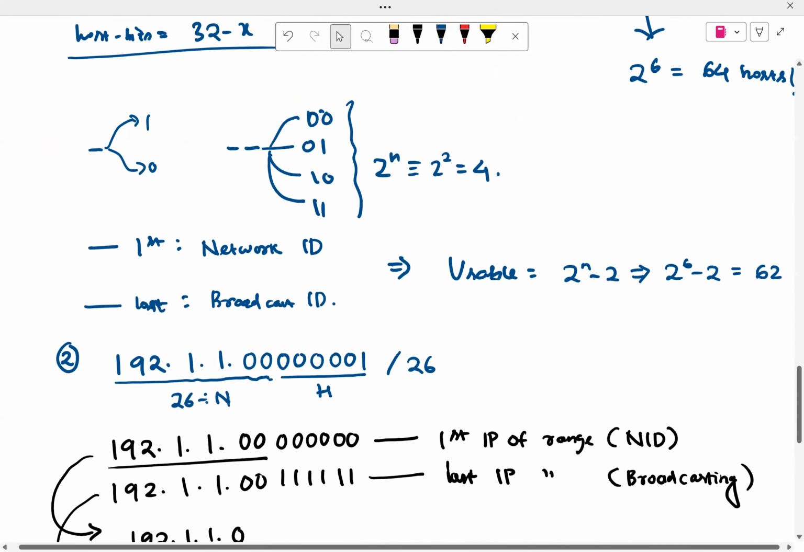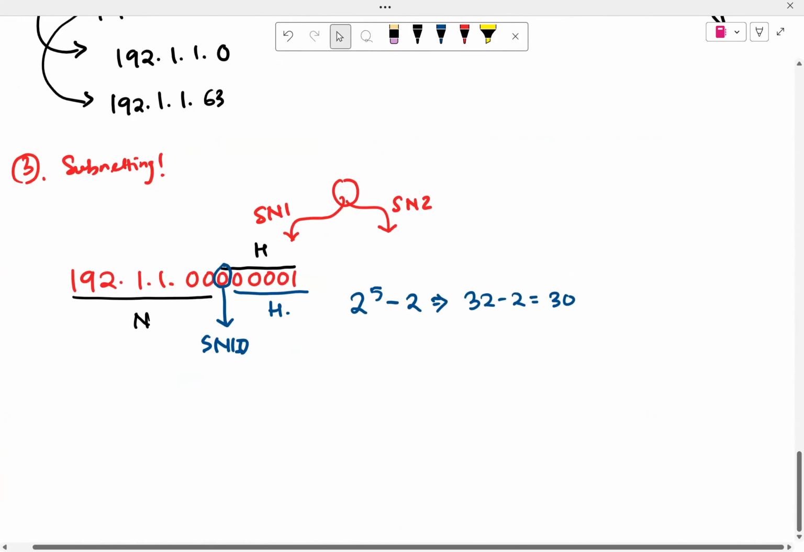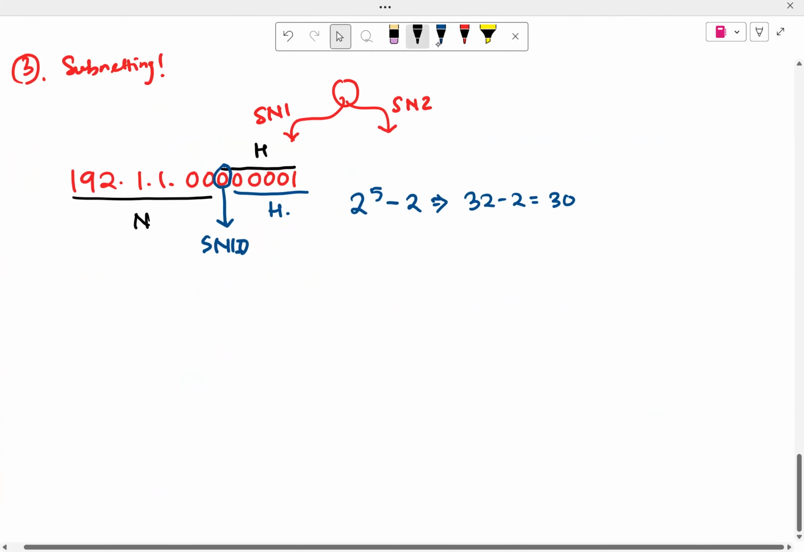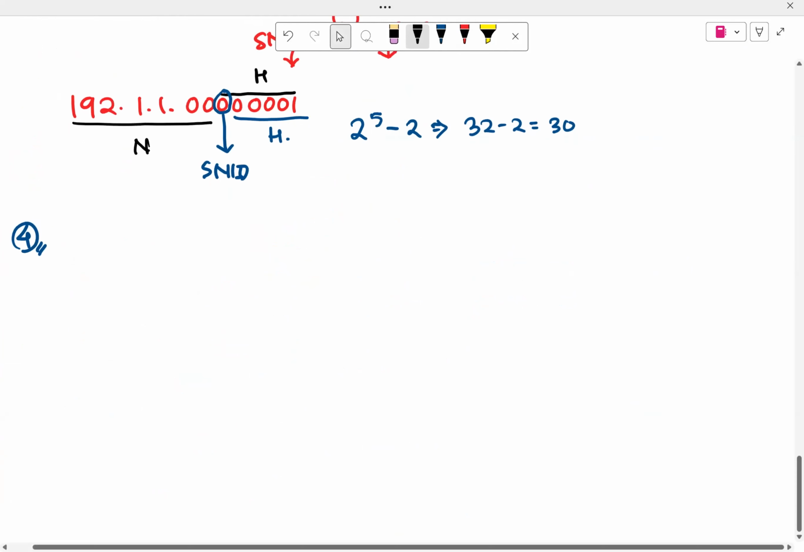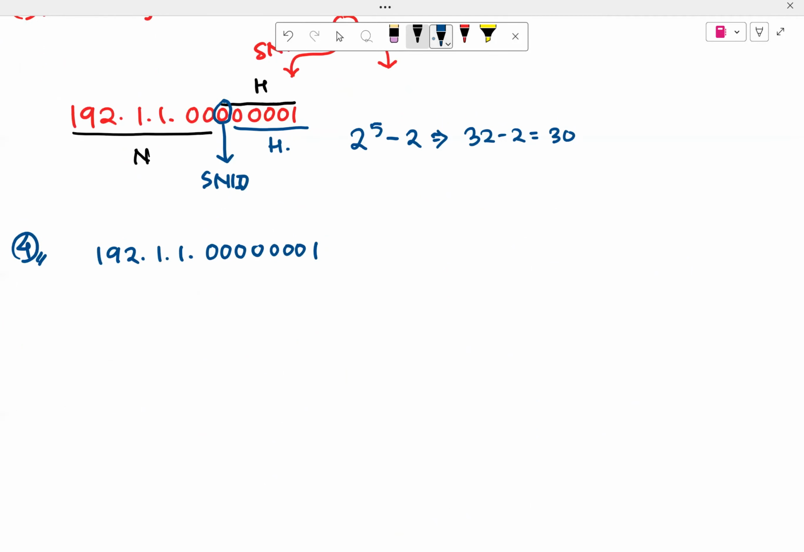Then it is asking, what is the network address of the second subnet? So we know the network address of a network is the first address. Similarly, the network address of a subnet would be the first address in the subnet. So if I divide this into subnets, the addresses would be like this. So this is your network, and this is your first subnet. Okay, so it is 0.